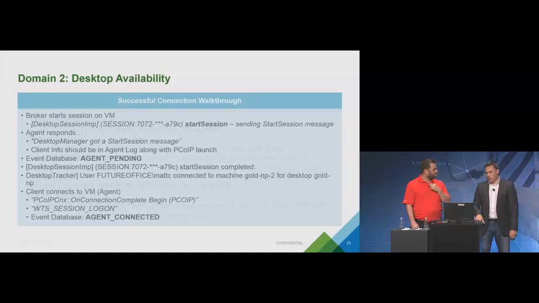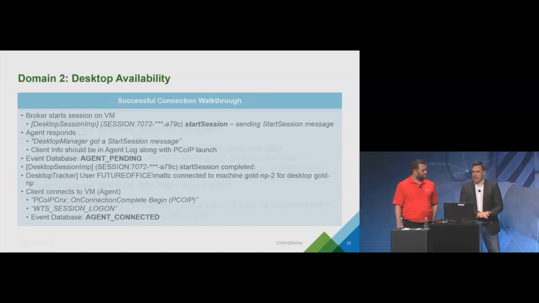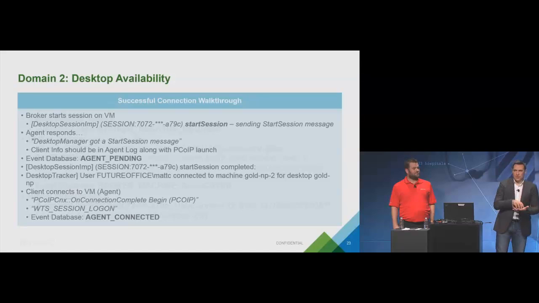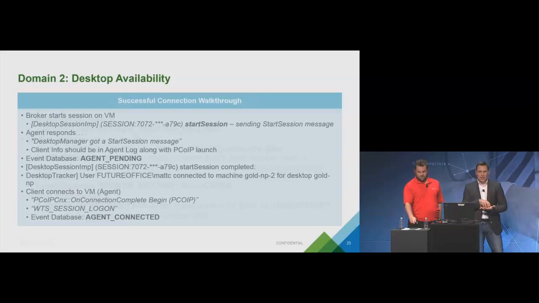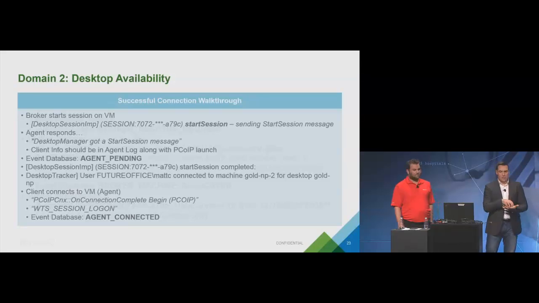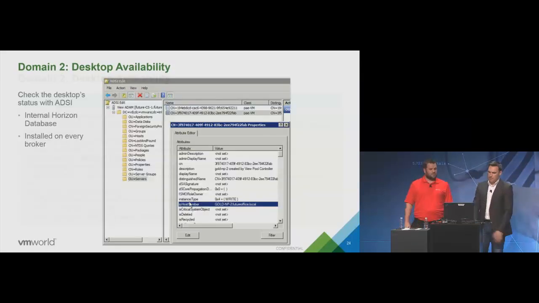A final point on that last one: when the client connects, we get this PCoIP log entry, but we also get a Windows terminal server log as well. Don't panic. They've not connected via RDP, but PCoIP sits on top of the terminal services framework, and that's where we're officially supported with all of the Microsoft APIs. So you will get this Windows terminal server session logon that you're probably used to seeing with RDP. That occurs also with PC over IP.